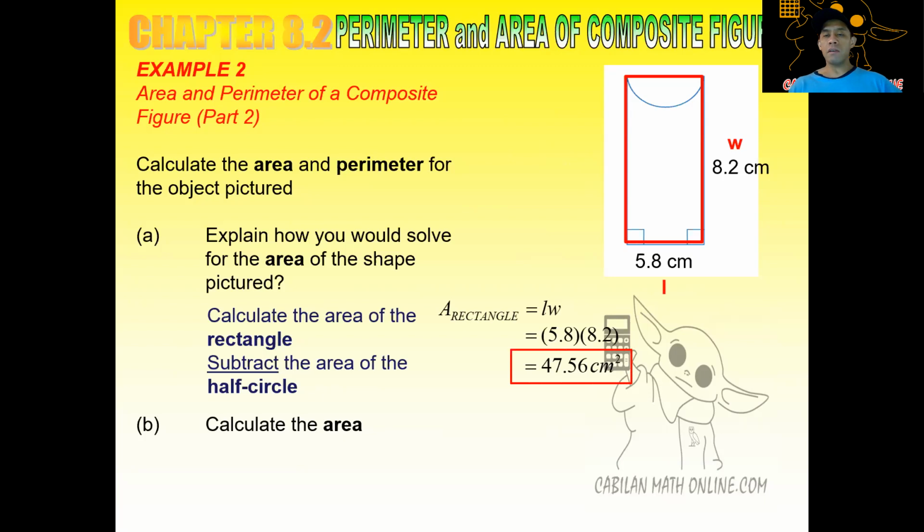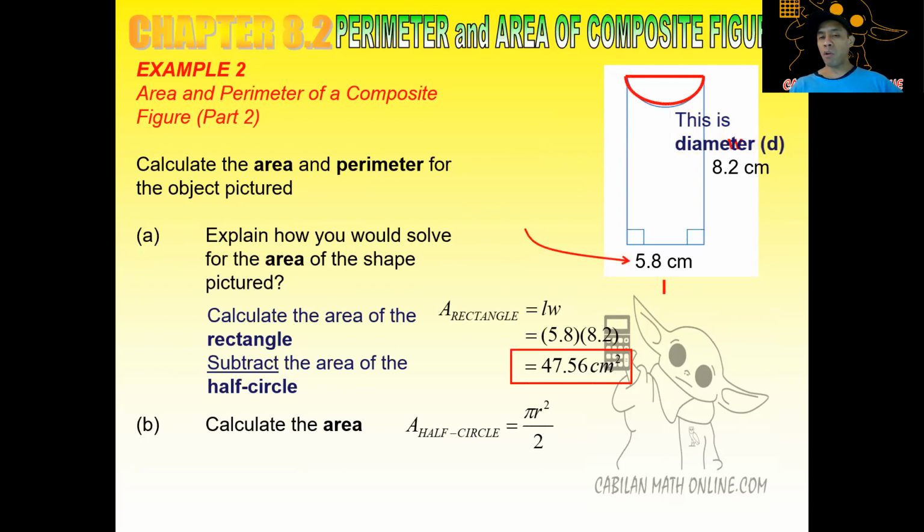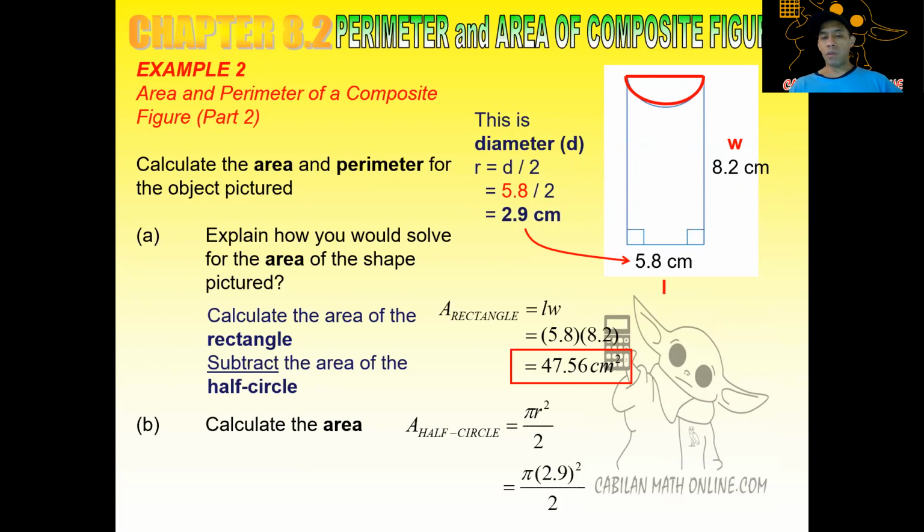Again, note the units. Now we're going to find the area of the half circle. So there's the modified formula. Remember that the r here is a radius, and at the top part, what we have there is a diameter of 5.8. So before we put it into the formula for the area of a half circle, we have to take the diameter first, divide it by 2, and that'll give us 2.9. That 2.9 is going to go in for the radius.